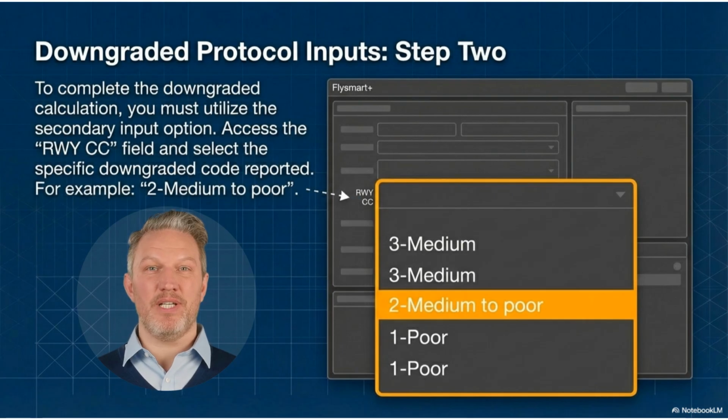Next, you must utilize the secondary input option to account for the friction loss. Access the RWYCC field and select the specific downgraded code reported. In our example, we would select 2, medium to poor. This ensures the braking calculation reflects the actual runway state.